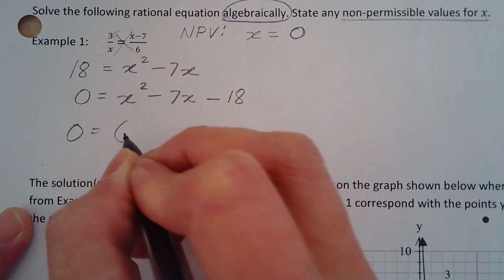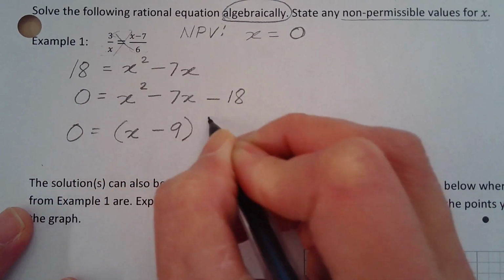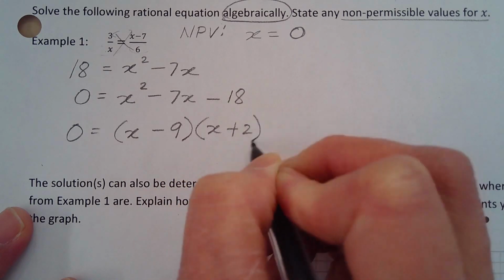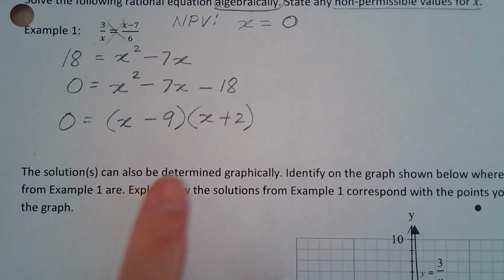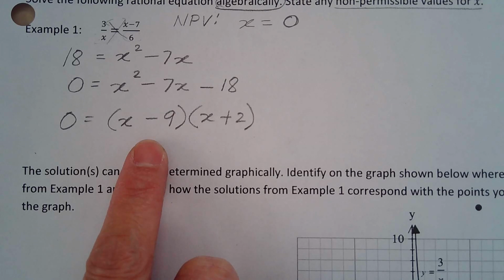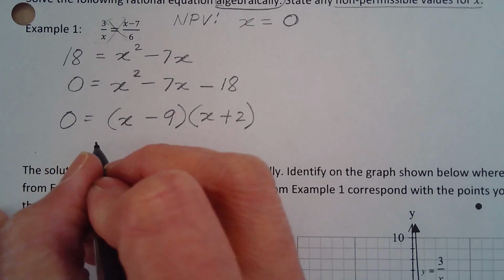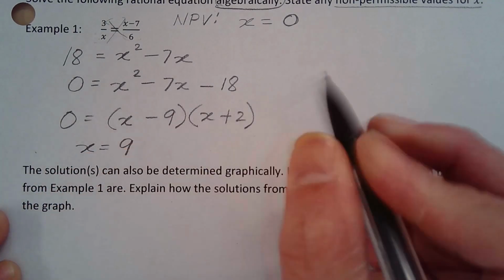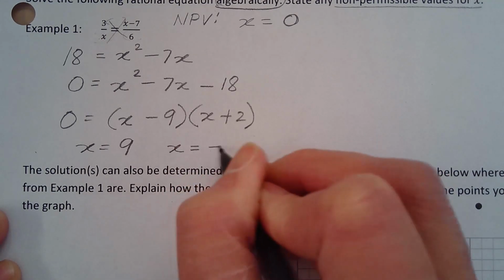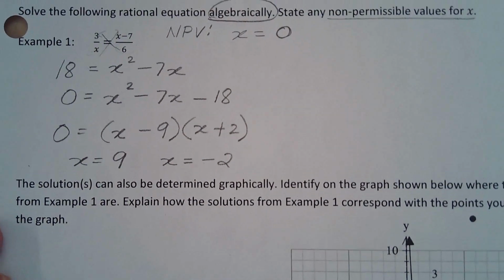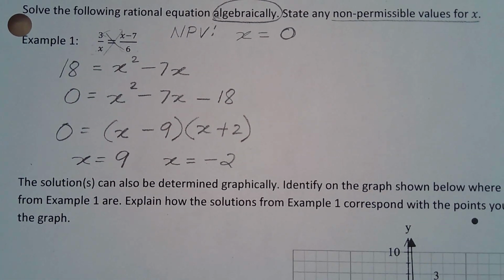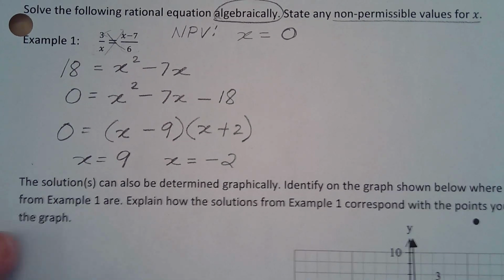So what we're going to do is verify this. The great thing is that the x's that we figured out are not one of the non-permissible values. If one of them were a non-permissible value, then it would already be an extraneous solution. So what can we do? We're going to verify.